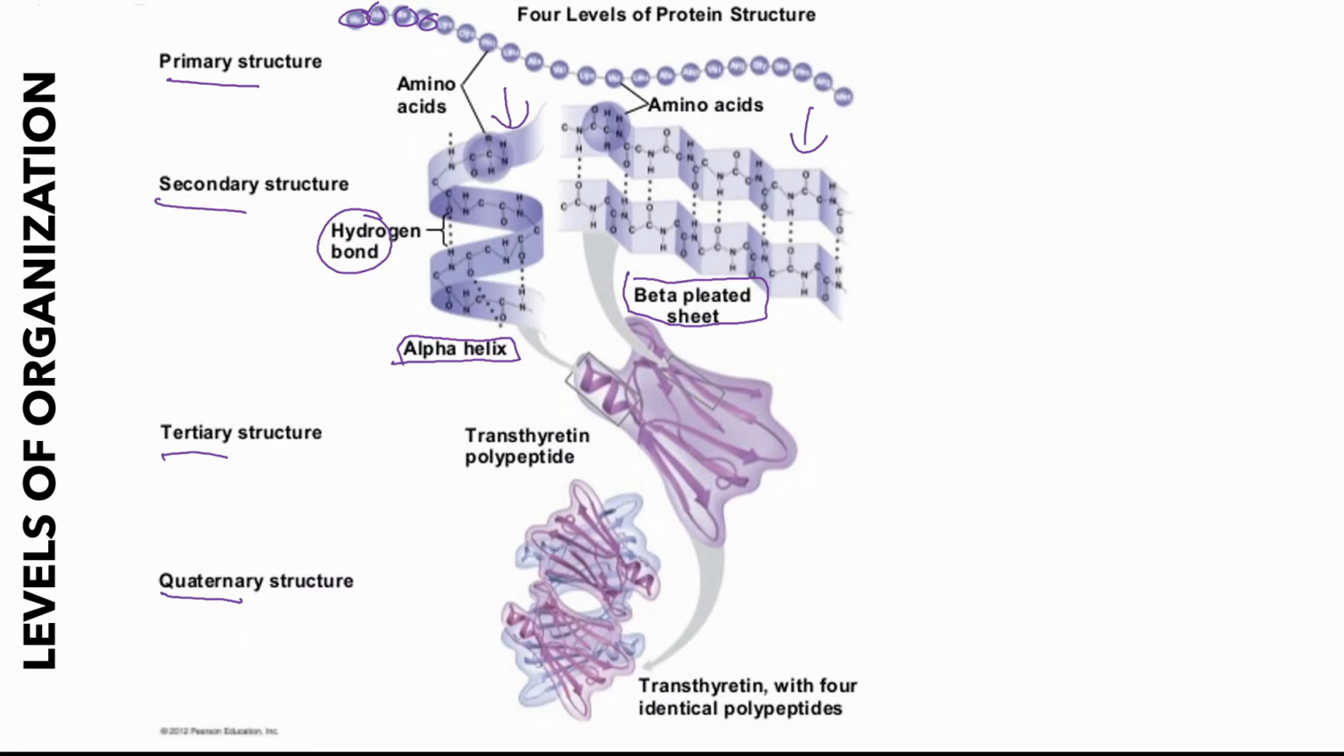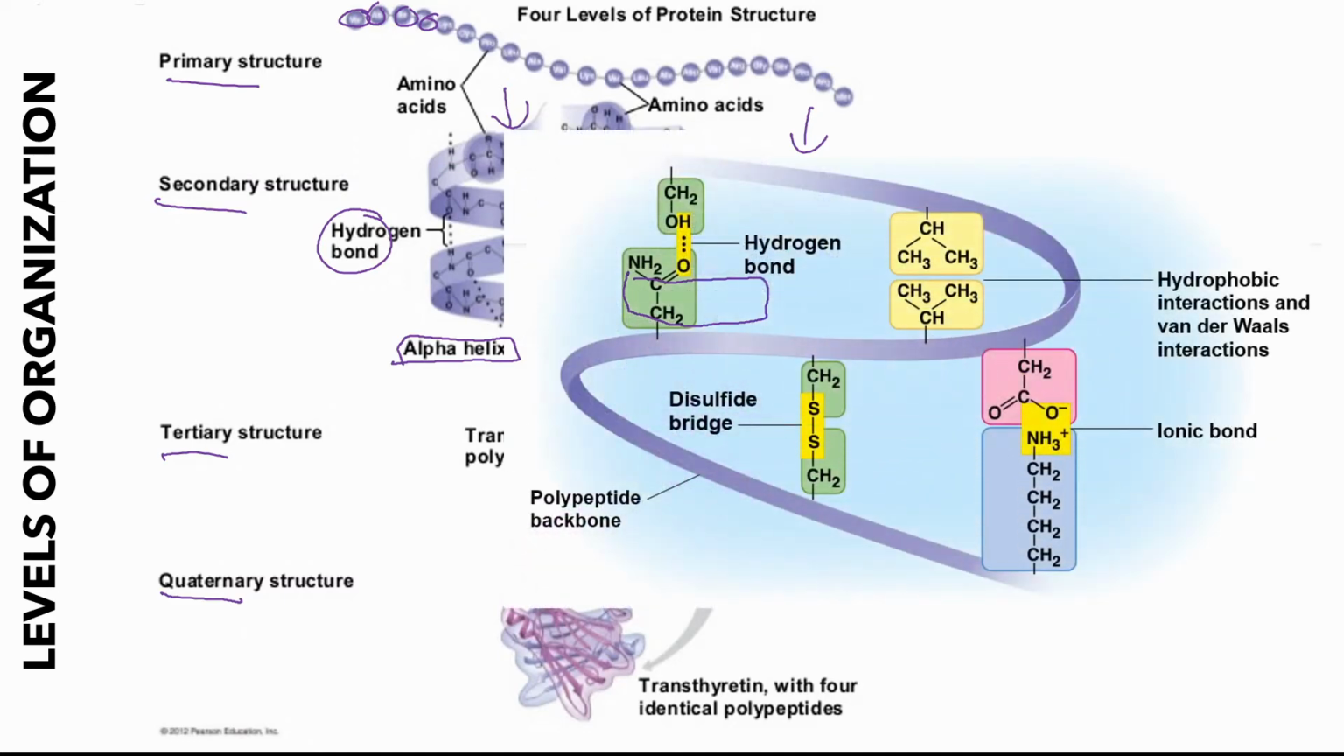Next one is the tertiary structure. It is the overall 3D shape of the polypeptide chain that results from interaction between the R groups. These interactions include hydrogen bond, ionic bond, hydrophobic interaction and van der Waals interaction, and finally, the strongest covalent bond that may be formed between the R groups is the disulfide bridge.